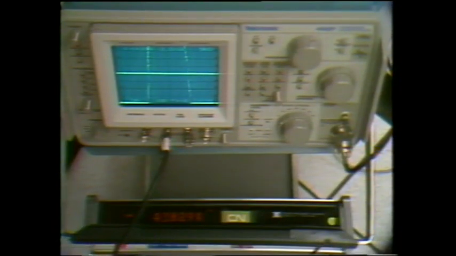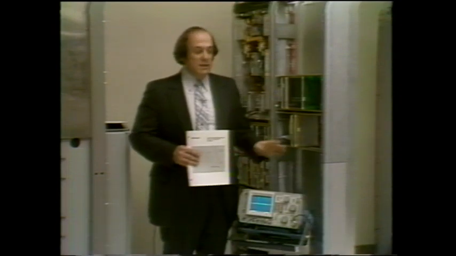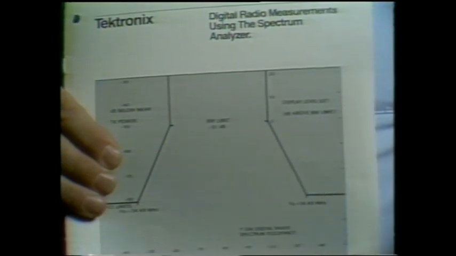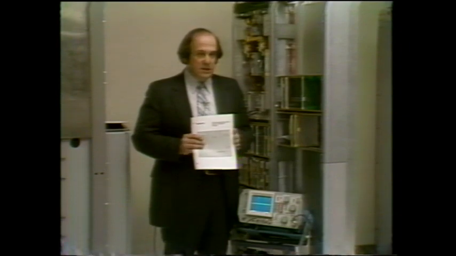There are many other measurements that can and should be made using the 492 on a digital radio. Other applications like multiple carrier balance and spurious output are covered in this application note, the only application note, incidentally, that covers both the spectrum analyzer and the measurements that can be made on a digital radio system. So, for more information on digital radio measurements, be sure to consult the application note.